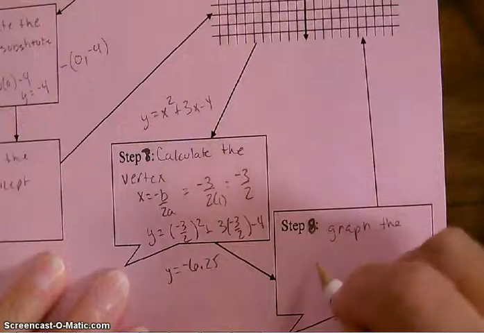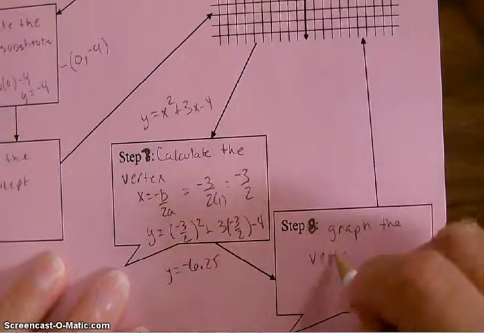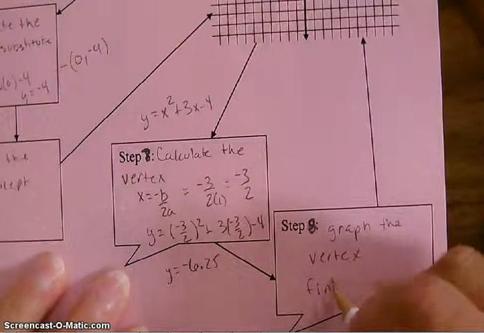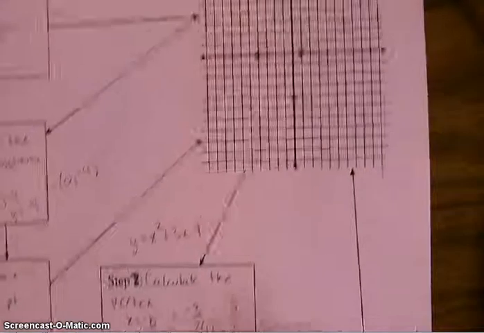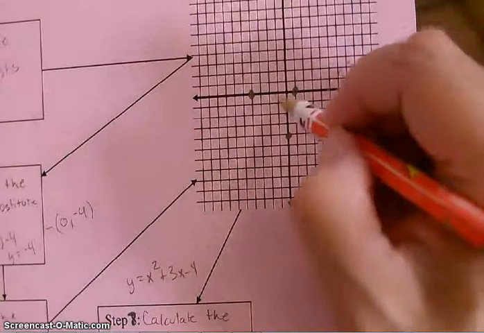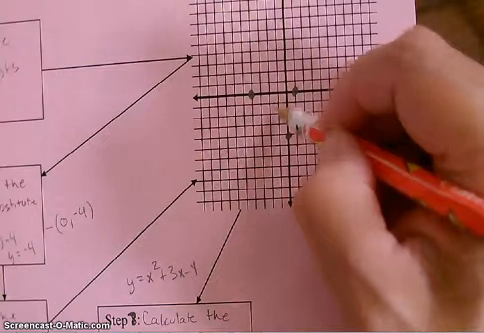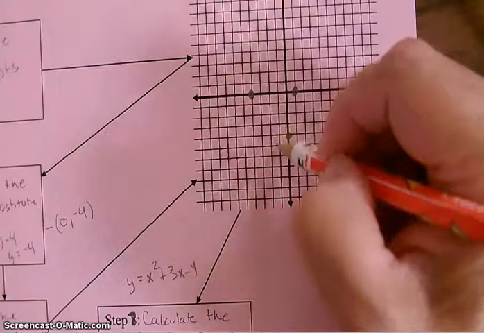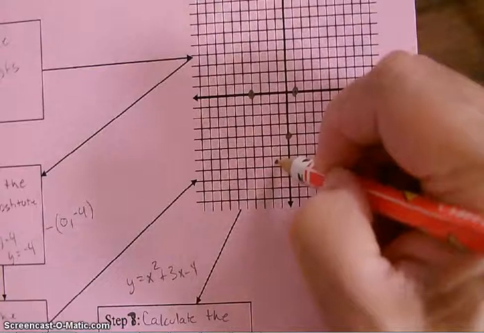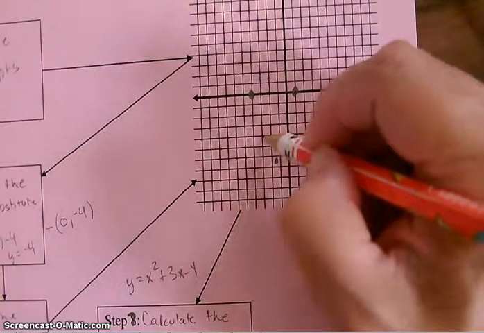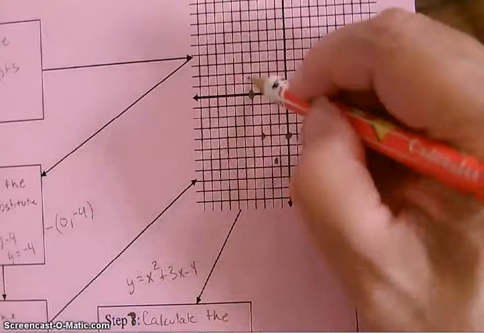Step 8 says to graph the vertex and finish the graph. So I'm going to do that. My vertex is at -1.5 and -6.25, so 1, 2, 3, 4, 5, 6.25. I know that's my axis of symmetry, so I know I'm going to have another point here, and I can draw my graph.